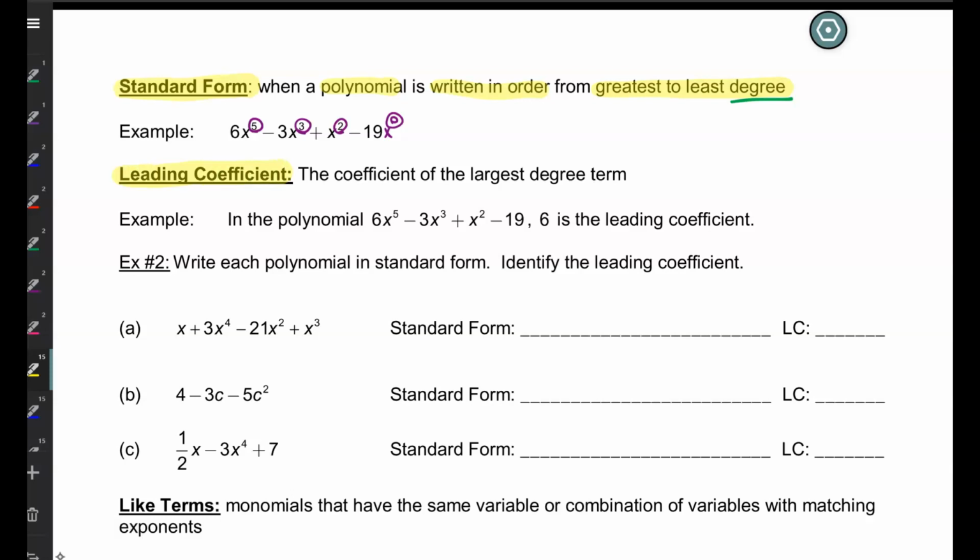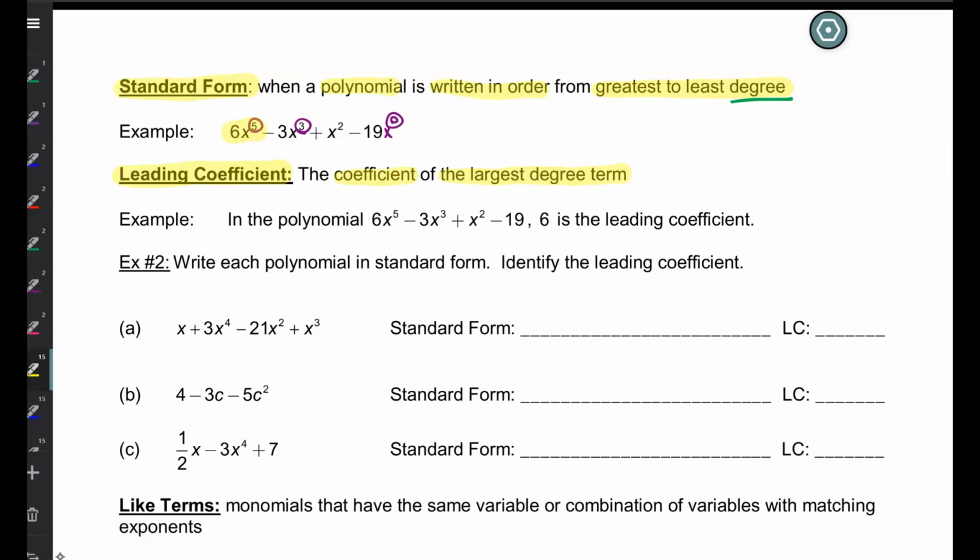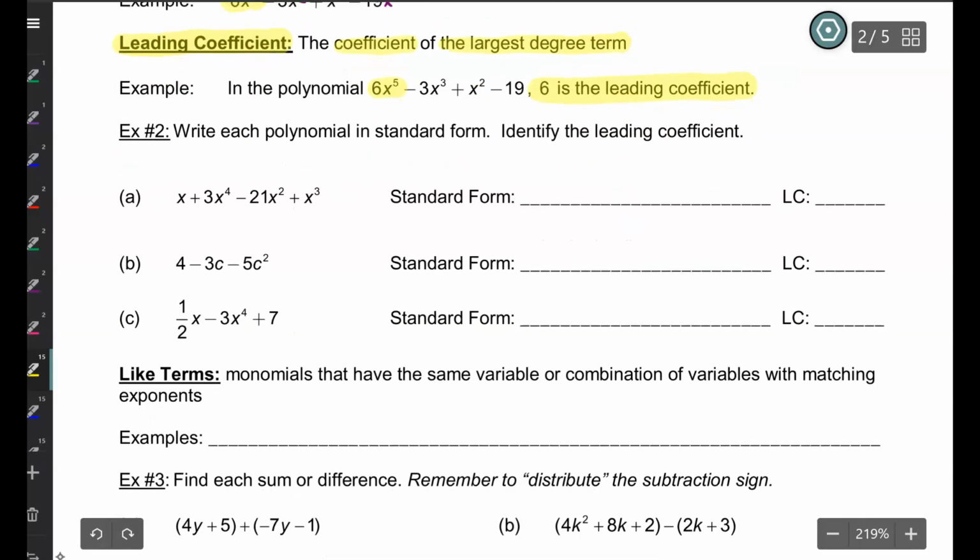Leading coefficient. So the leading coefficient, we basically look at the coefficient of the largest degree term. So if we're looking back at that last example, the largest degree term, that was 6x to the 5th. So in 6x to the 5th, 6 is the leading coefficient. Okay, write each polynomial in standard form, and then we're going to identify the leading coefficient.